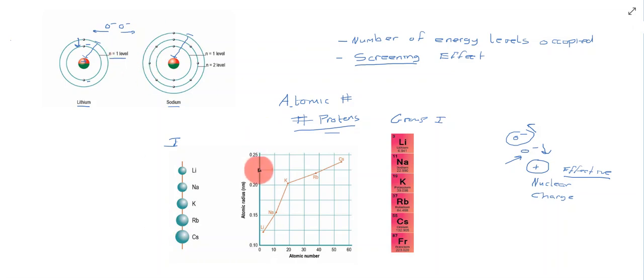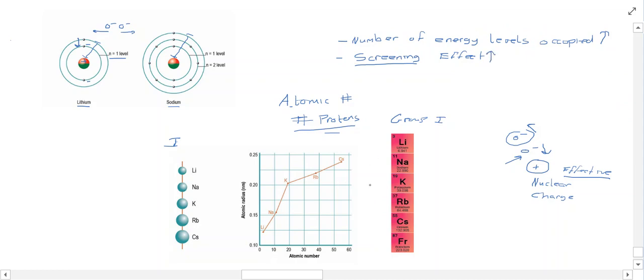So that's what starts to happen as you move down a group. As you move down a group, you get more energy levels that are occupied. So this increases, and this also increases as well.